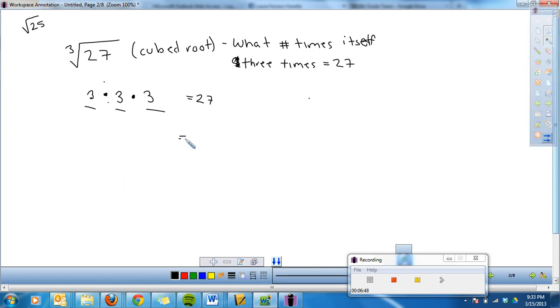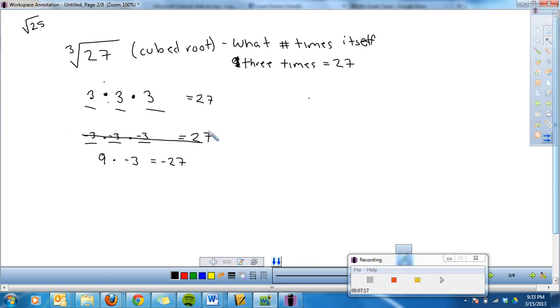Now I also know, does anything else give me 27? Is there any other way I can get 27? Let's try using a negative number. Let's try negative 3 times negative 3 times negative 3. Does that work? Well, negative 3 times negative 3 gives me a positive 9, and 9 times negative 3 gives me a negative 27. So this does not work.